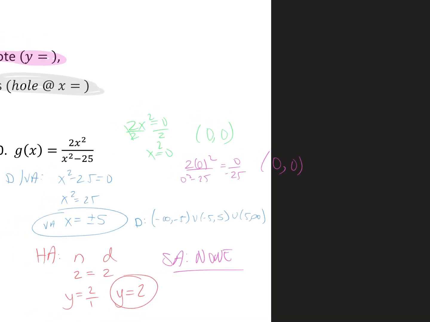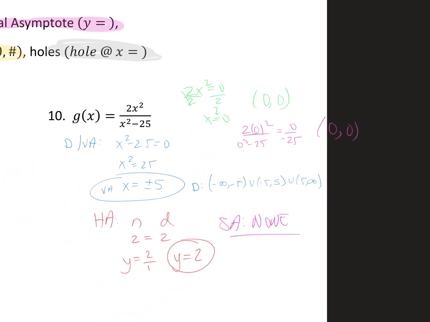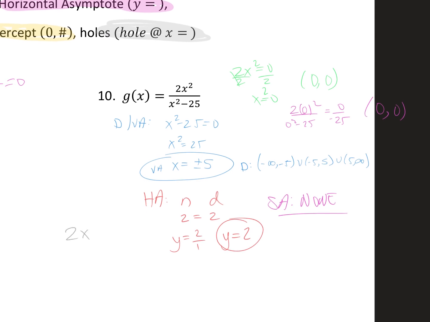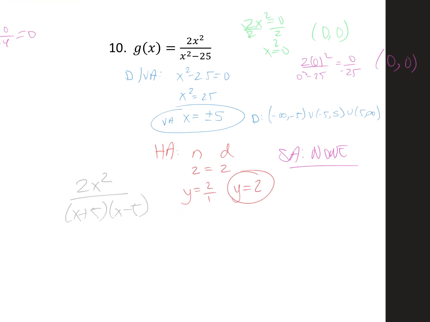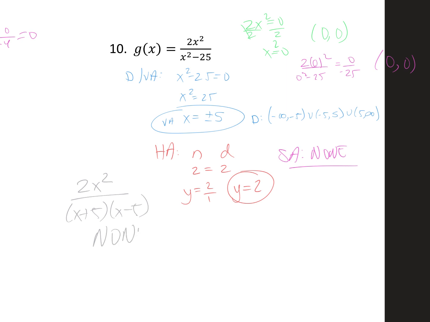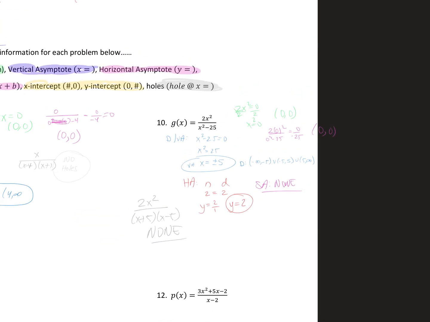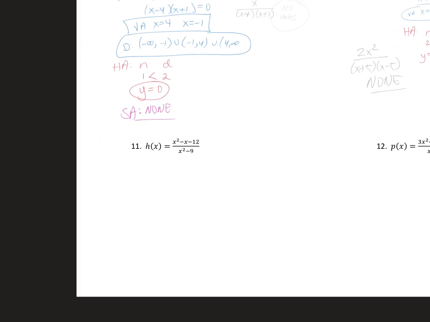Good. And then how do you find holes? Factor. So 2x squared over (x plus 5)(x minus 5). What are the holes? None. What about if the factors were close, like on top x plus 5 and on bottom x minus 5? No, it's got to be exactly the same. All right, 2 more, then we're done.